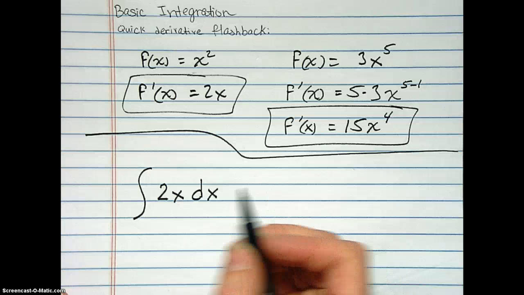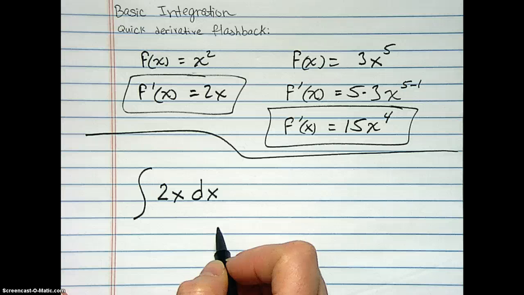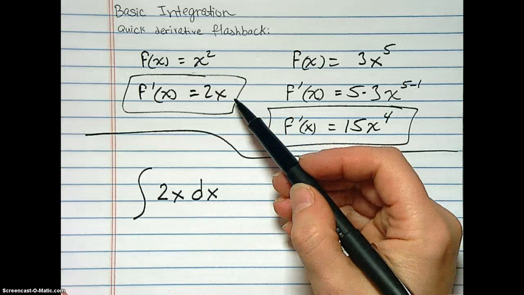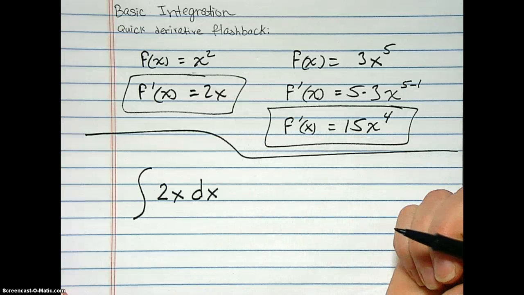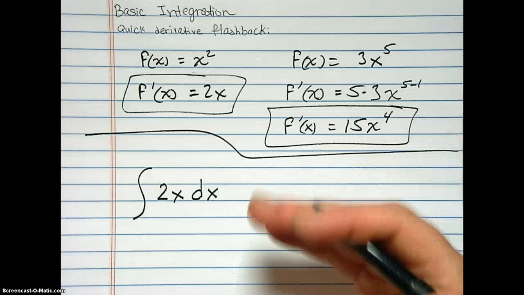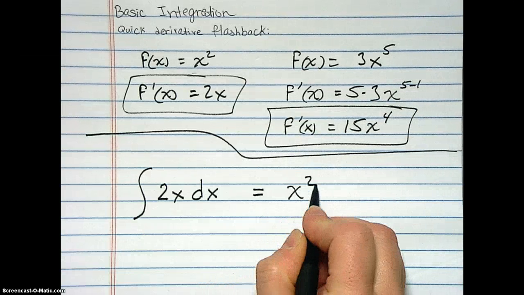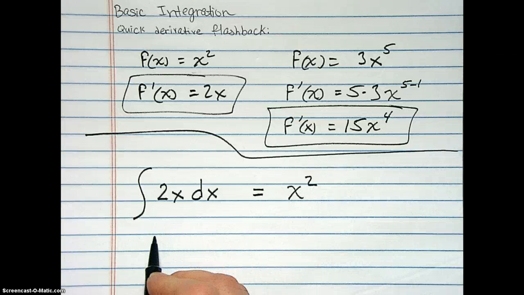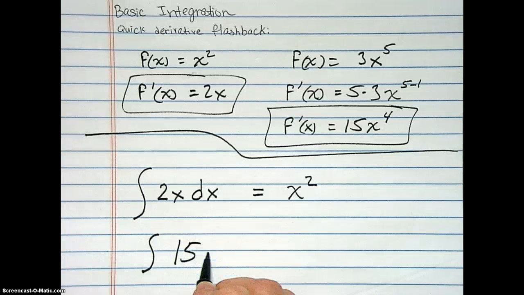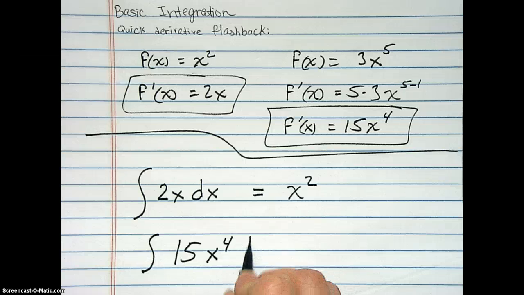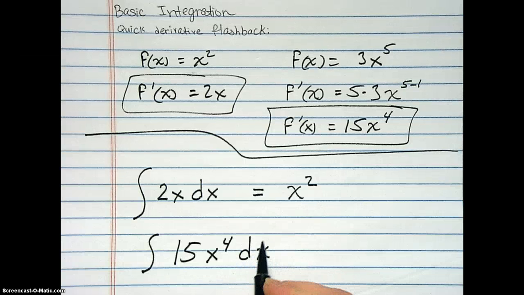So if we're going to integrate 2x, what do you think we're going to get? You get x squared, because that's just the backwards. So no real thinking yet. I'm going to give another one that doesn't require any thinking, and then we're going to talk about it. Now we're going to integrate 15x to the fourth. And I'm going to talk a little bit about the symbols for just a second.